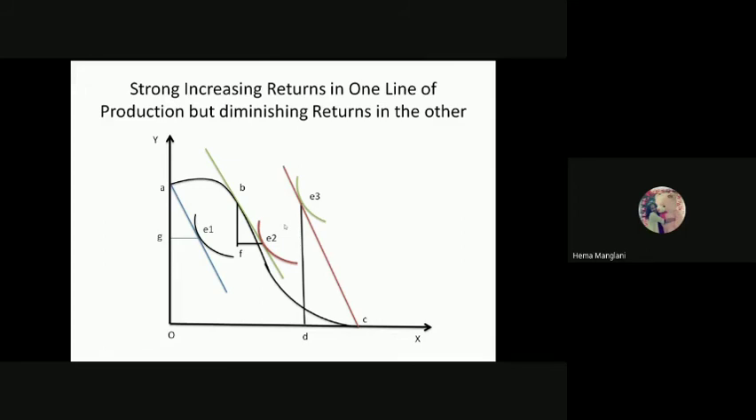Yes, everyone, if you have any doubt about it: strong increasing returns in one line of production and diminishing returns in the other. How do we have the diminishing returns in Y? Because of the shape, fine, and this shape is stronger. That is why you are getting more increasing returns with respect to X. Is that clear? Yes, students, or you have any doubt?